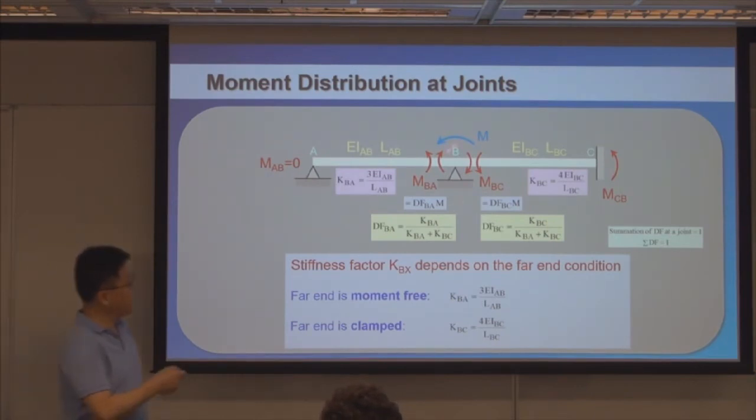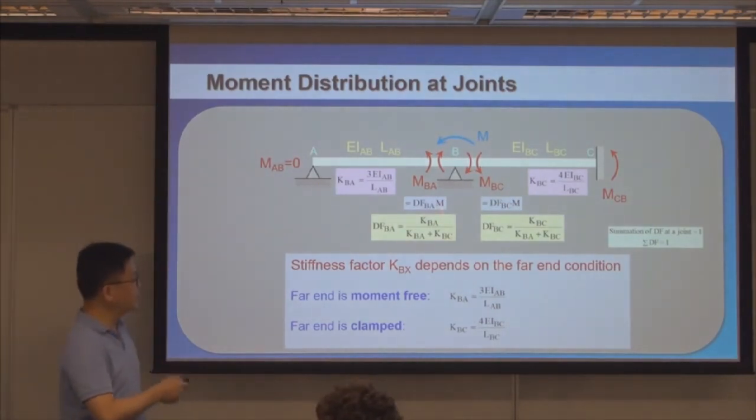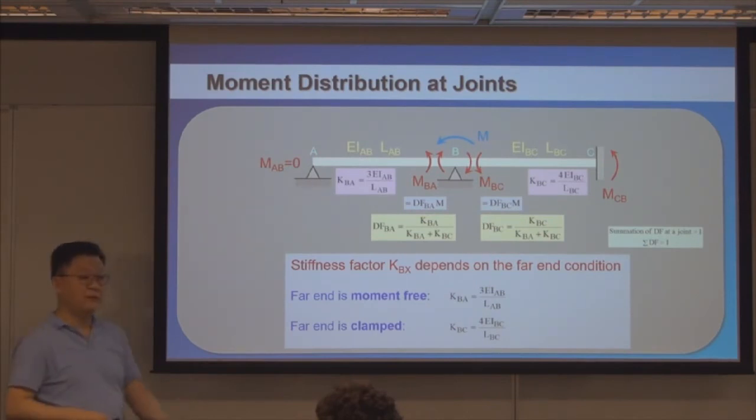All right. Finally, we should also notice that the summation of the distribution factors should be equal to 1 at the joint, because you are distributing the moments according to the distribution factors. So the summation of distribution factors equal to 1 implies joint moment equilibrium. In other words, if I know this distribution factor, let's say it is 0.6, then the other must be 0.4, because they sum up to 1.